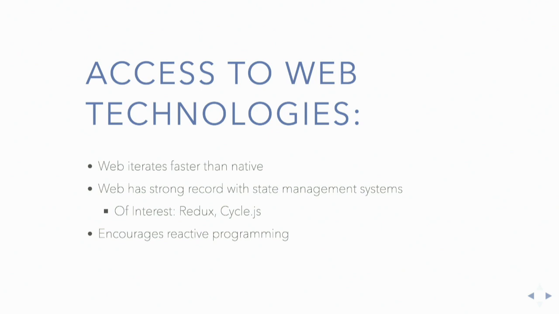And so we have things like Redux and Cycle that we suddenly get access to that makes state management a hell of a lot better and means that we as developers are more productive and less likely to make errors. Additionally, it encourages reactive programming because of the history of the web. They don't have all of these databasing layers like we do on native, so that's something of interest to us too in pushing us towards best practices.